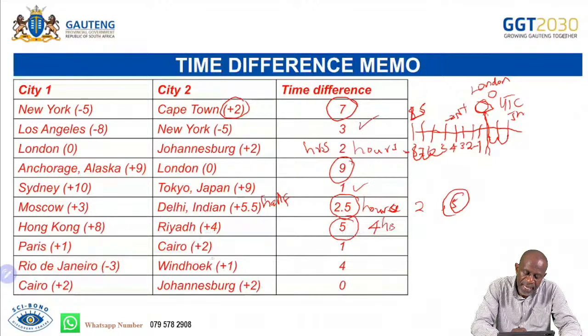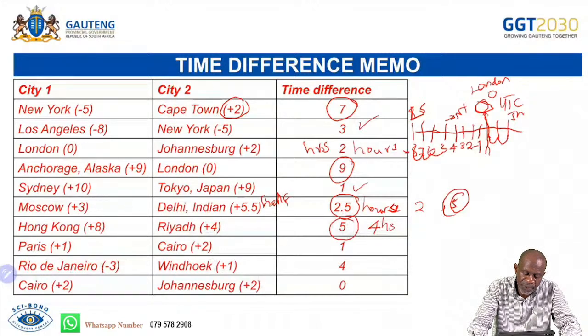Paris and Cairo, the other one: Paris is at +1 and Cairo is at +2. So the time difference here is 1. So you move only one step to the next time.